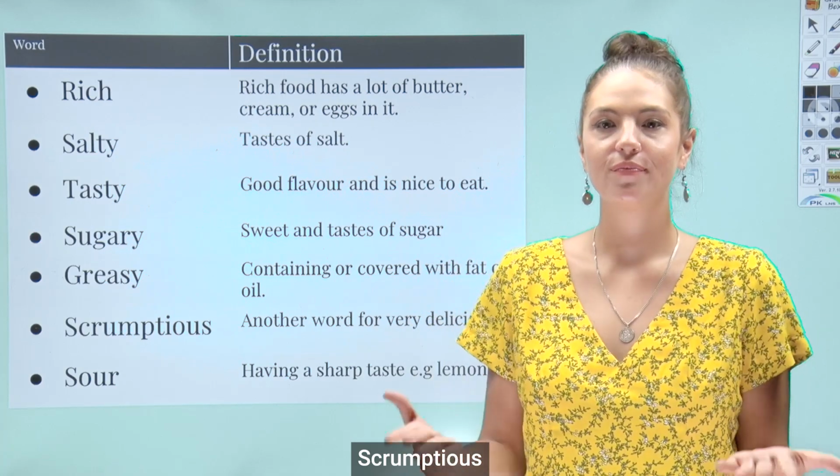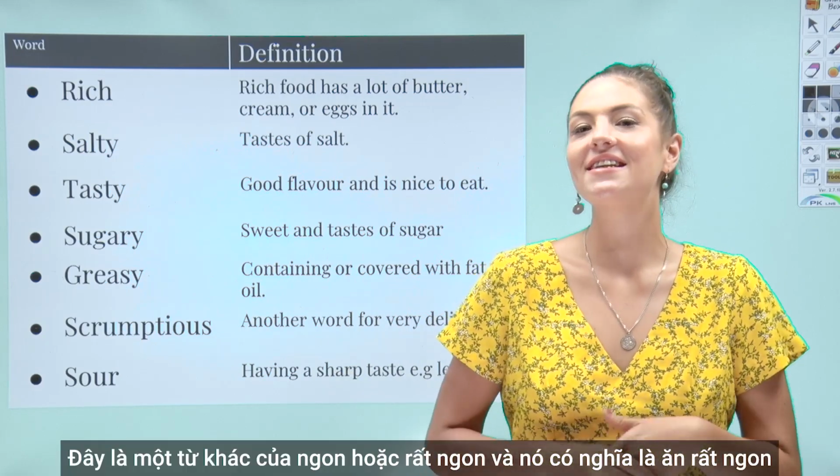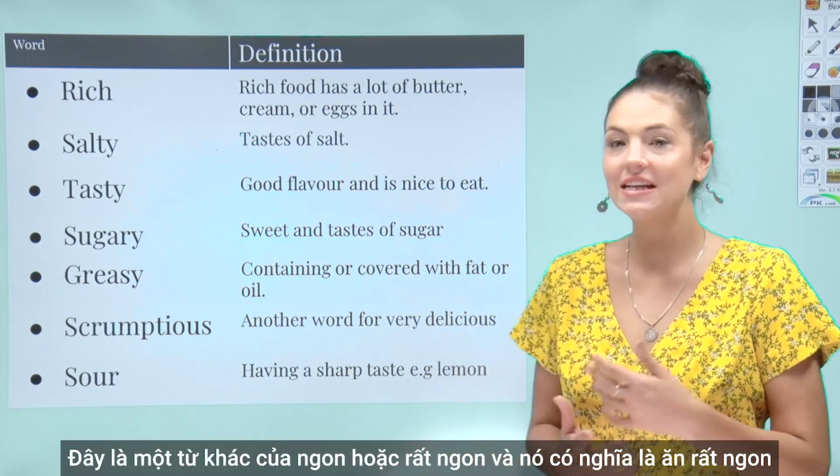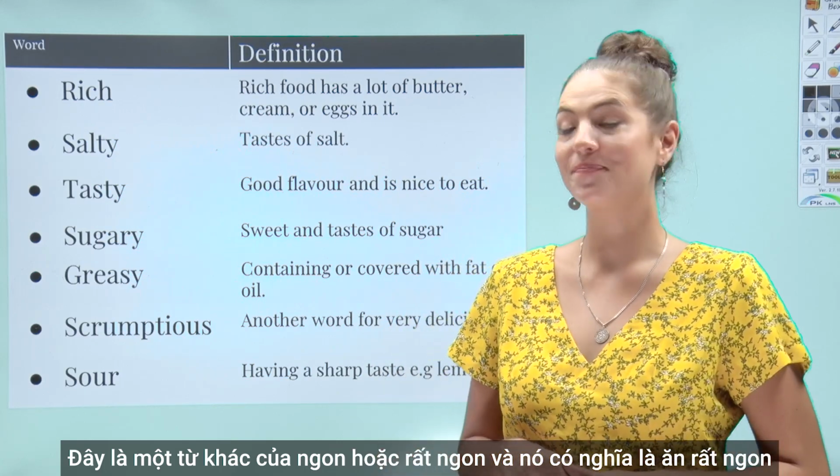Scrumptious. This is another word for tasty or delicious, and it means that it is very, very nice to eat.